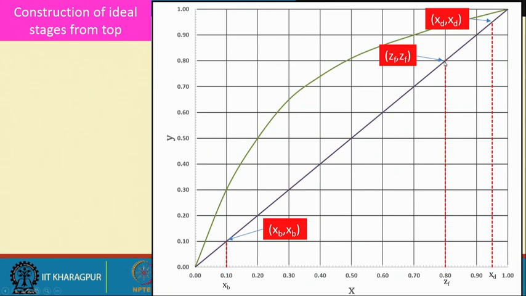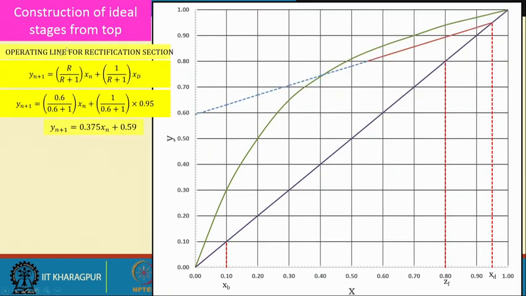After that, we have to consider the equation for the operating line of the rectification section. Here we find that this is given in terms of reflux ratio. We plug in the value of the reflux ratio as 0.6 and we get this as the operating line equation. Now, that means we know that it is passing through XD and it will have a slope of 0.375.